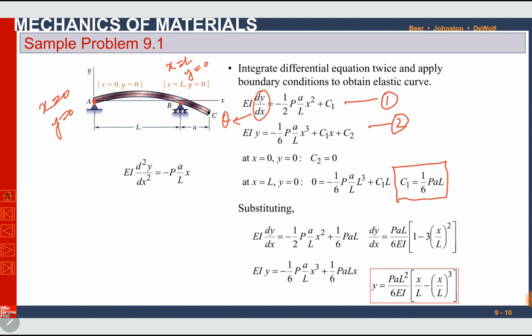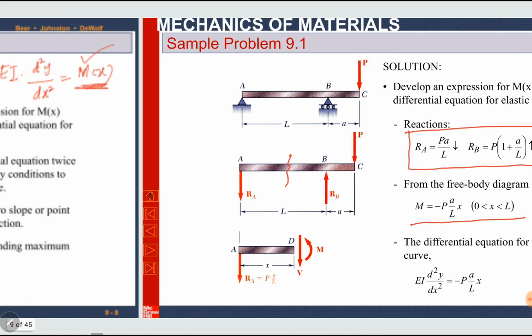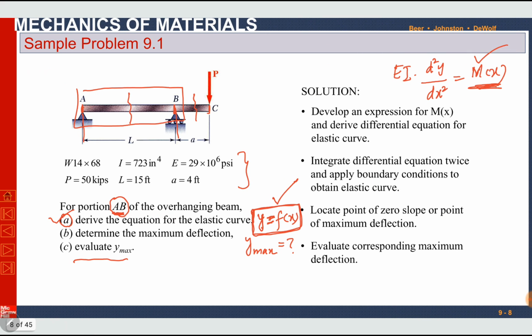Now substituting C1 and C2 in expressions 1 and 2, we get the expression for dy by dx, or theta, and the expression for y. This y is the equation of the elastic curve. This is y as a function of x. It was required in the first part of the problem. It is already done. Now in the second part, we are asked to determine the expression for y maximum.